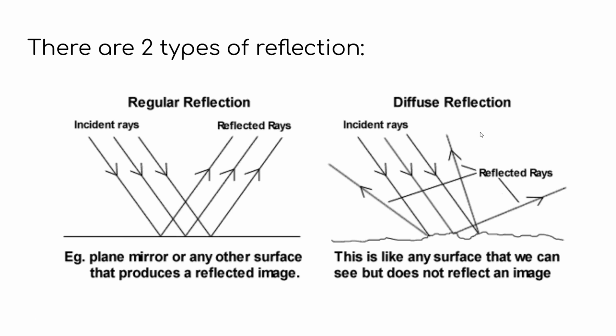Diffuse reflection is where we get a surface that is not uniform. It's not smooth. There are divots, maybe cracks. It's just causing the light rays to hit unevenly, and then the reflected rays scatter, and therefore we cannot get a reflected image.